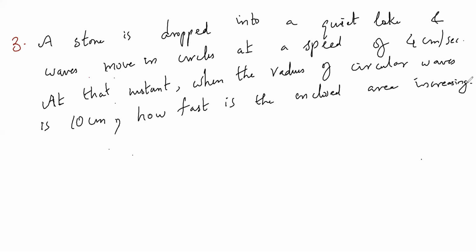So the question is, a stone is dropped in a quiet lake and waves move in circles at a speed of 4 centimeters per second. At that instant, when the radius of circular waves is 10 centimeters, how fast is the enclosed area increasing? Correct? So they're telling it is, first thing, a circle. Circle in the sense there are only two things coming.